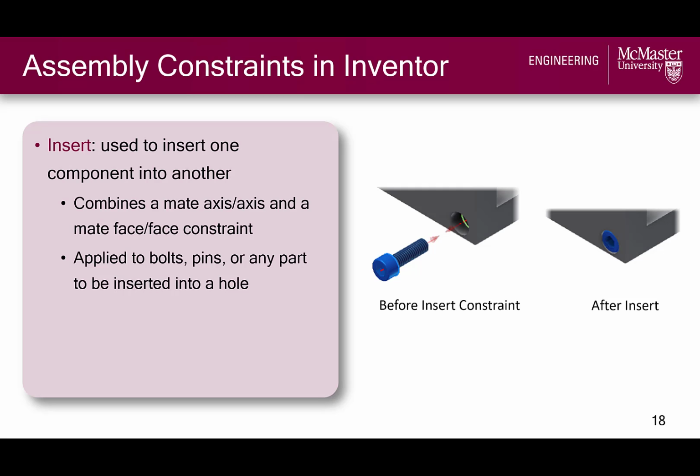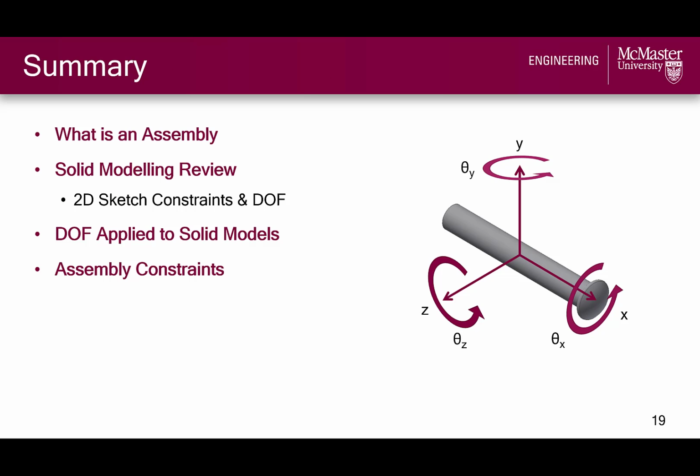This constraint is especially handy when you are inserting a bolt, a pin, or a screw into a hole, since it combines the 2 constraints together, and it also gives you the option to lock the rotation of the inserted instance as well. These are all constraints that you'll become more familiar with after watching this week's lab video. For now, this marks the end of this video on assemblies, degrees of freedom, and constraints, so stay tuned for the next video on assembly drawings.